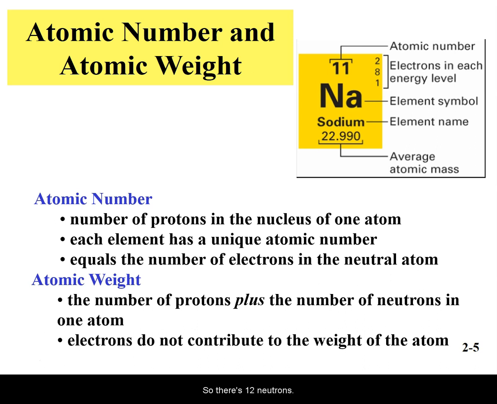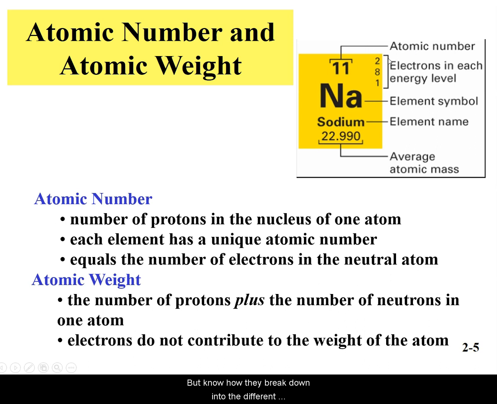So there's 12 neutrons in a sodium atom. There's 11 protons, 12 neutrons, and its atomic weight, add those two together, round it off, would be 23. And if this is a neutral atom, it's going to have 11 electrons and 11 protons.